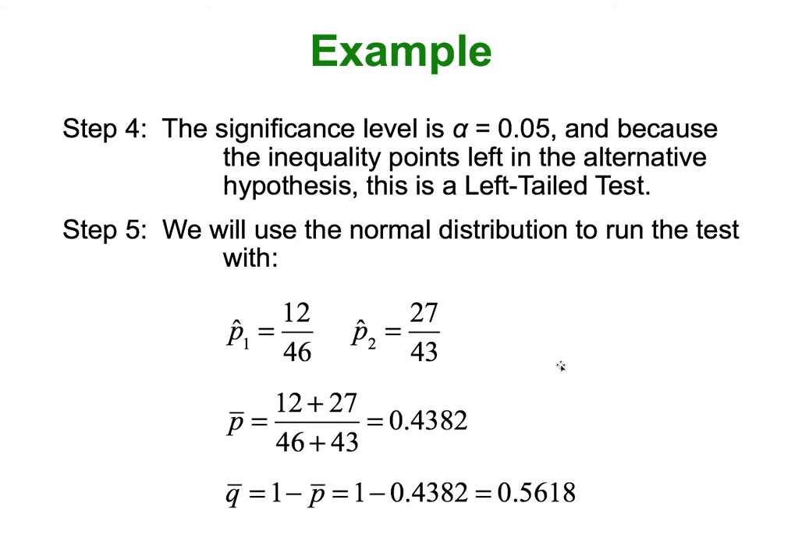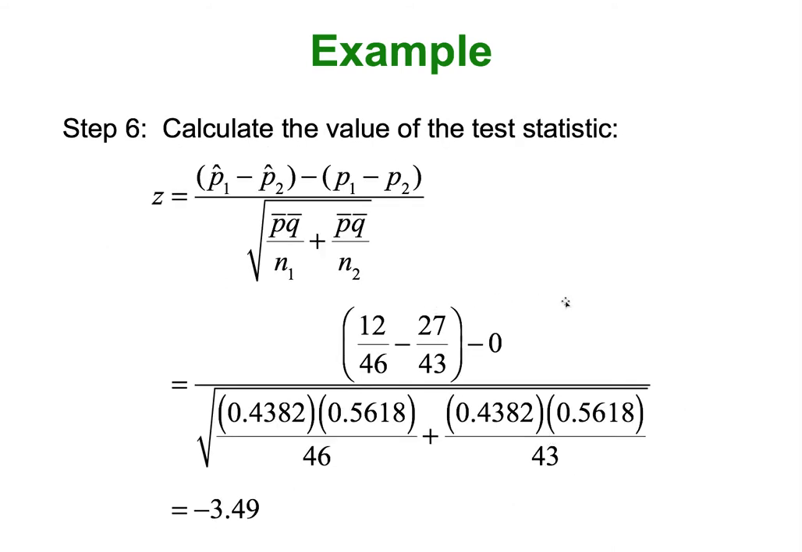And we're again going to use the z-score, and as I said before, it would be easy to determine the q-bar from the p-bar, the pooled proportion. 1 minus that pooled proportion is 0.5618. And so here's the calculation of the test statistic. The first proportion is 12 divided by 46, 12 out of 46. The second proportion is 27 out of 43. And we subtract the sample proportion 2 from sample proportion 1 right here.